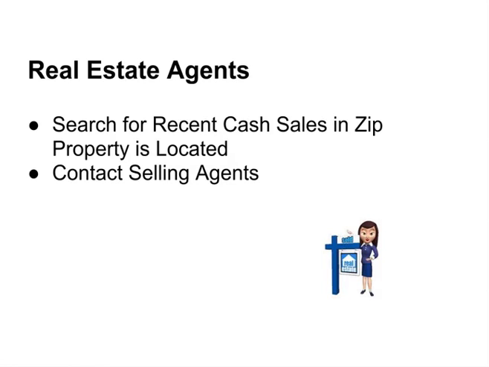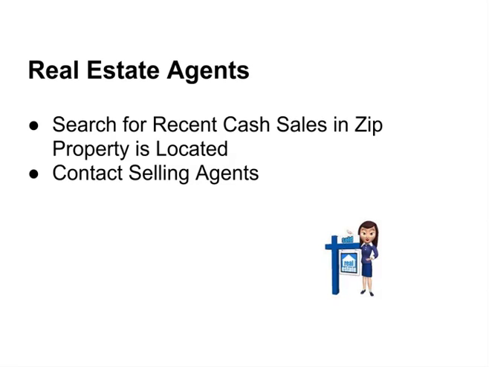What you can do, let's say you have a property under contract in a certain zip code and you're looking for a buyer. You've sent this deal out to all of the buyers that you have and no one is interested. What you can do is go into the MLS and do a search for recent cash sales that have sold in the zip code where your deal is located. All right, get that list of sold listings, properties that have sold for cash, and then what you can do is contact the agents who sold those properties.